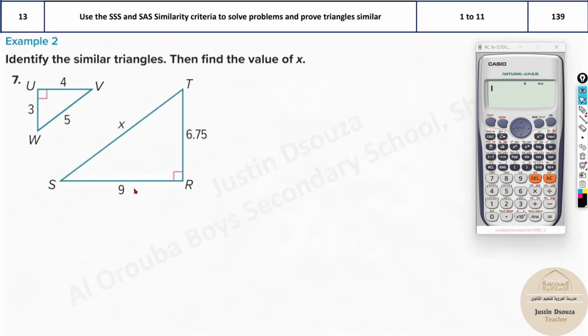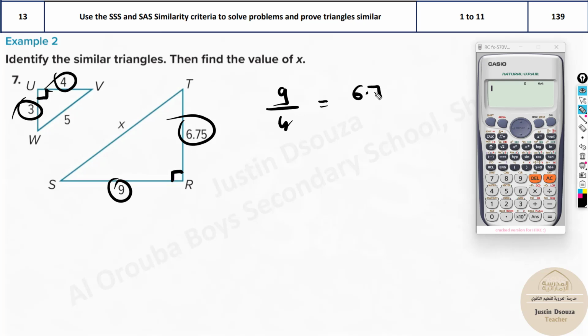Now, again over here, we have similarity. We need to use SAS. Look here. Only this angle is mentioned. No other angles. Look at this side and this side, look at the adjoining sides. Yes, they are available. So take the biggest side over here, 9 divided by the biggest side here is 4. That must be equal to the biggest side here, smallest sides and smallest sides.